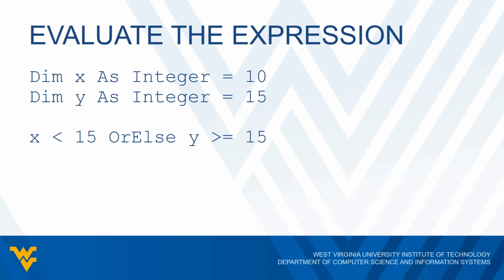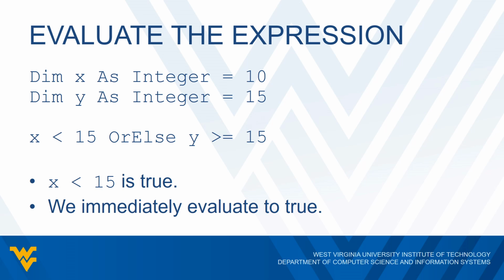So we'll check the first condition, the x less than 15. Since x is 10, we know that x less than 15 is going to be true. And because we're using the or else operator, we don't need to evaluate the second condition. So we know that this whole thing is automatically going to be true.